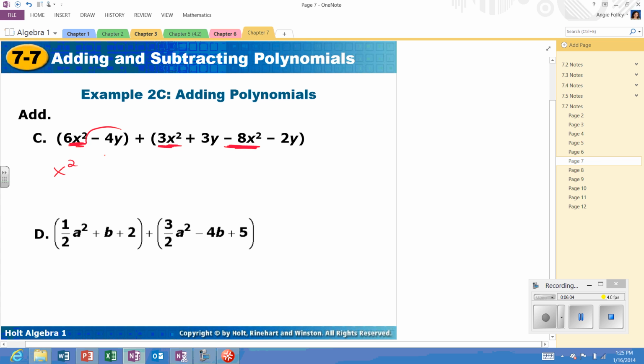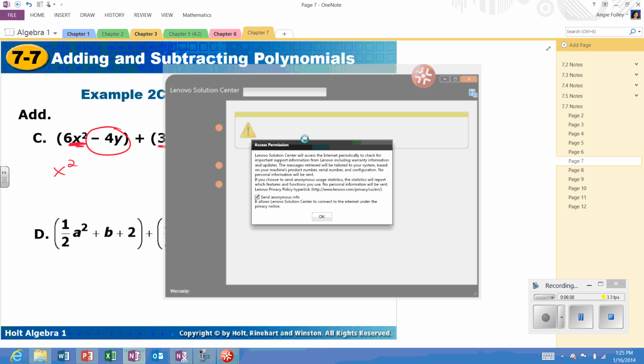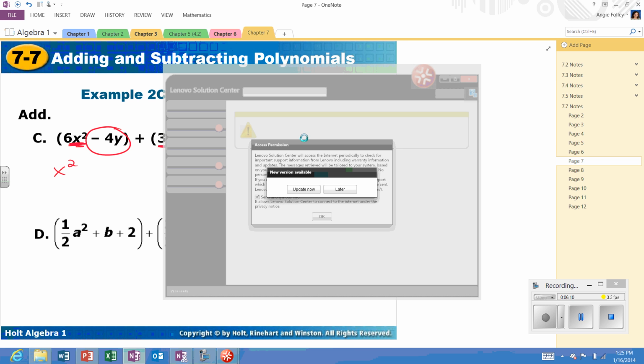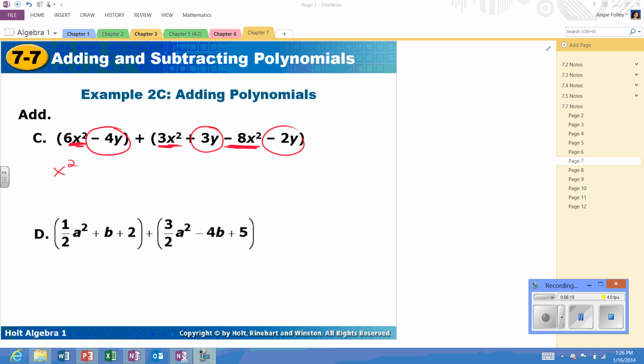Now I've got a negative 4y, a positive 3y, and a negative 2y. What is going on? Sorry, guys. No, stop. Okay, sorry, I think I got that away. Okay, so where were we?